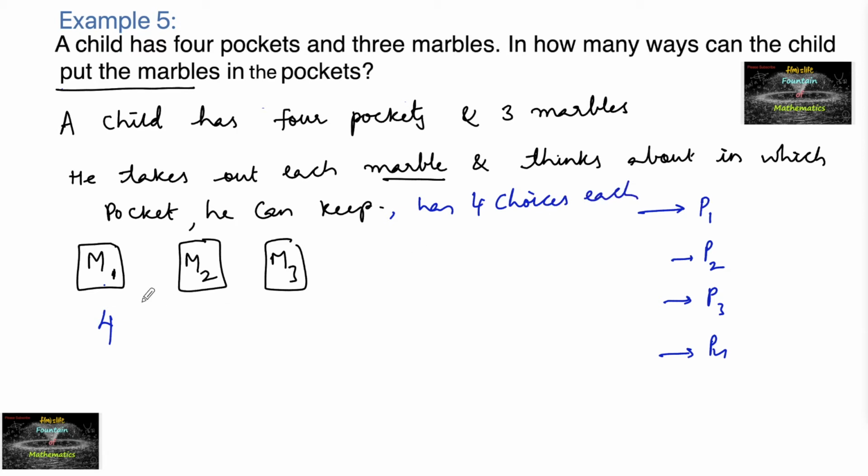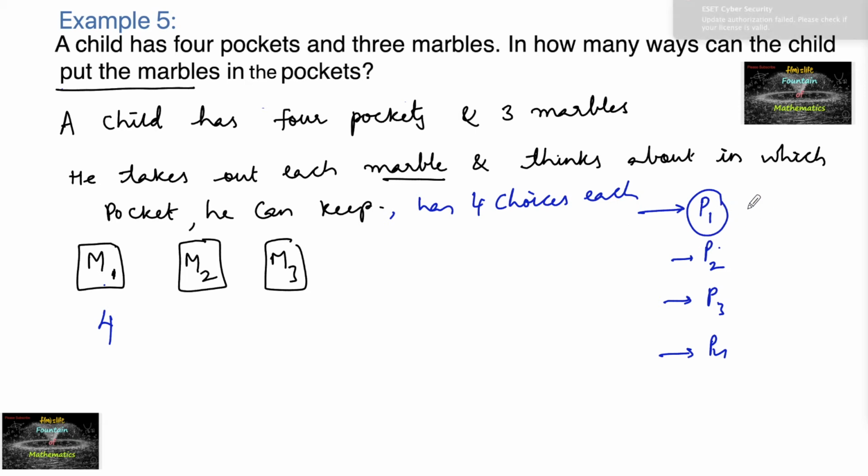Similarly, for marble 2 also, he is having 4 choices. Either he can keep it in pocket 1 or pocket 2 or pocket 3 or pocket 4. And we may have some doubt that if one pocket is already filled with one marble, we cannot keep the second marble there. No. In how many ways can the child put the marbles in the pockets? Means he can keep any number of marbles.